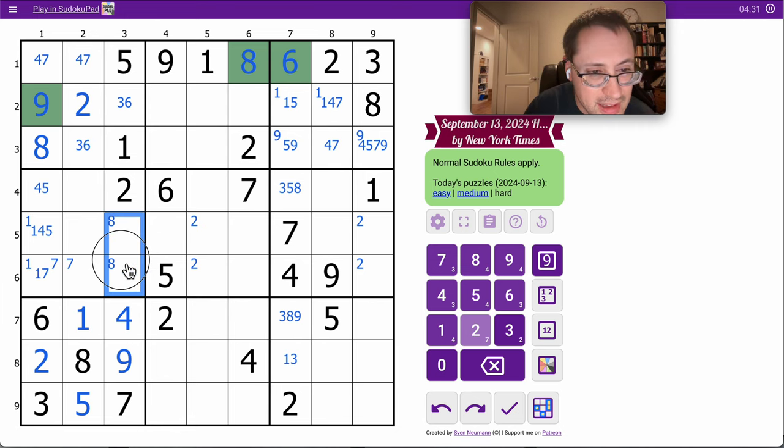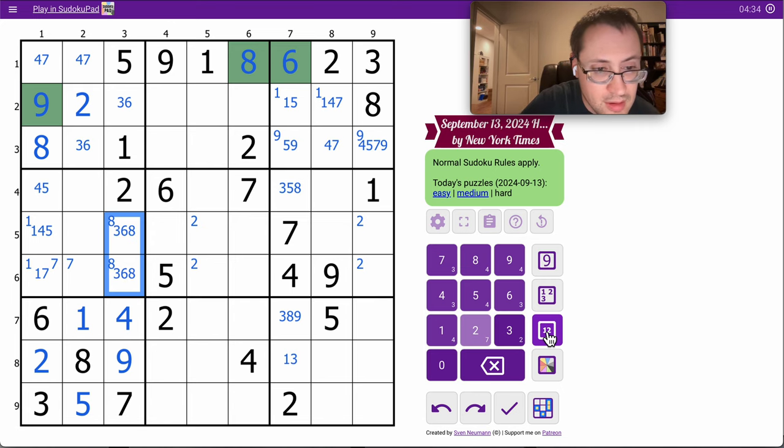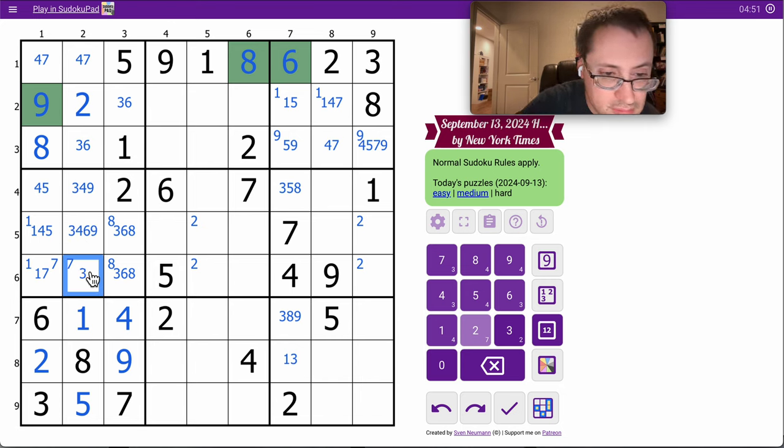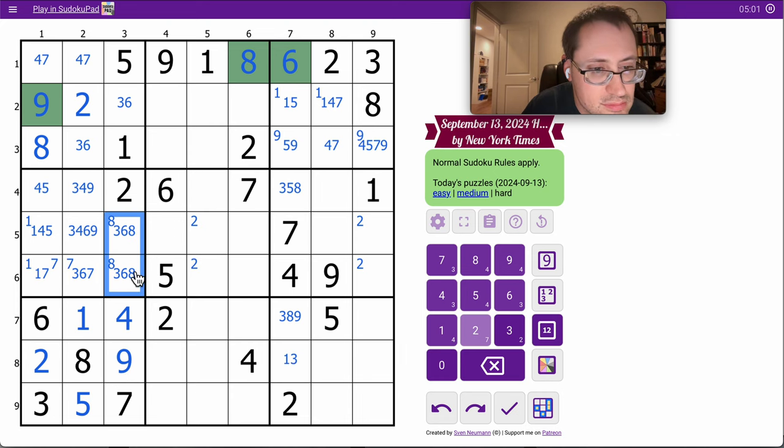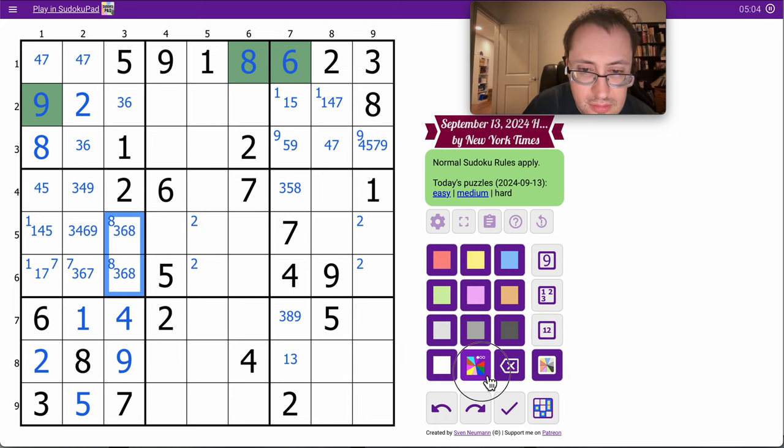Three, six, and 8. And column 3 is complete. 1, 2, 5, 8. Okay. This is 3, 4, 6, 7, 9. Fill out column 2. I ended up in that configuration. The left third of the grid is done.